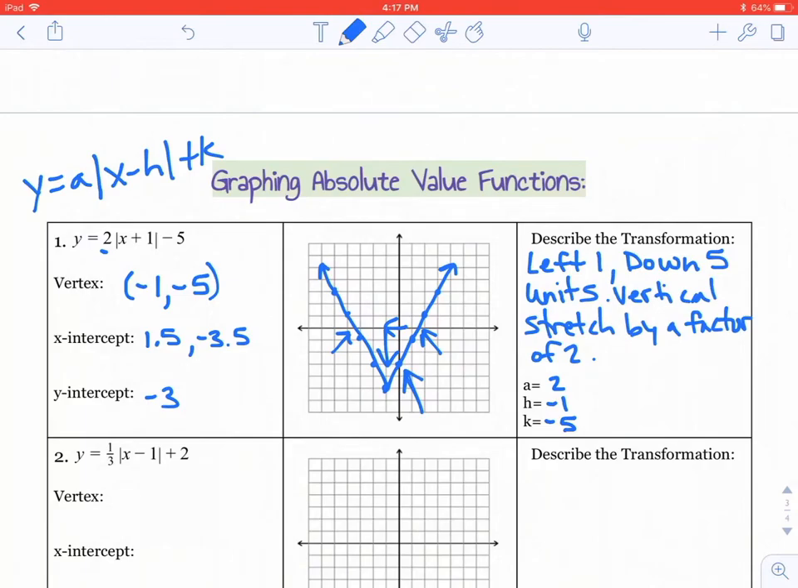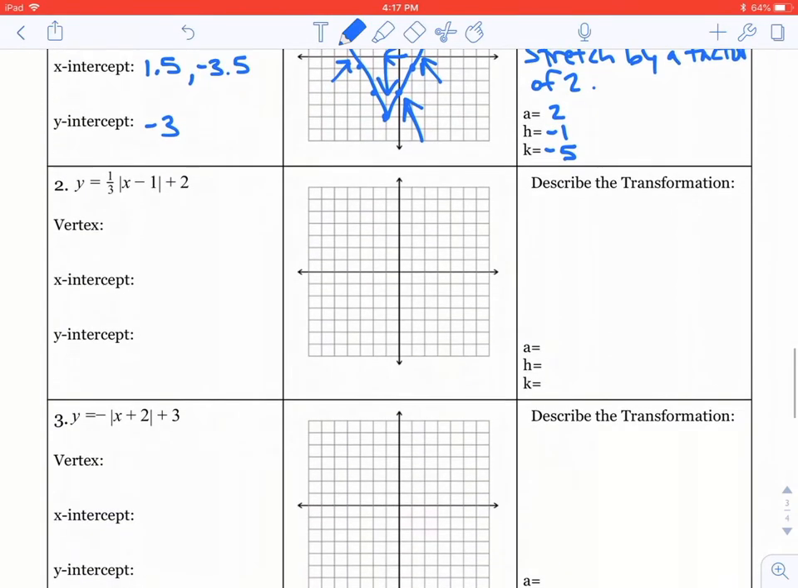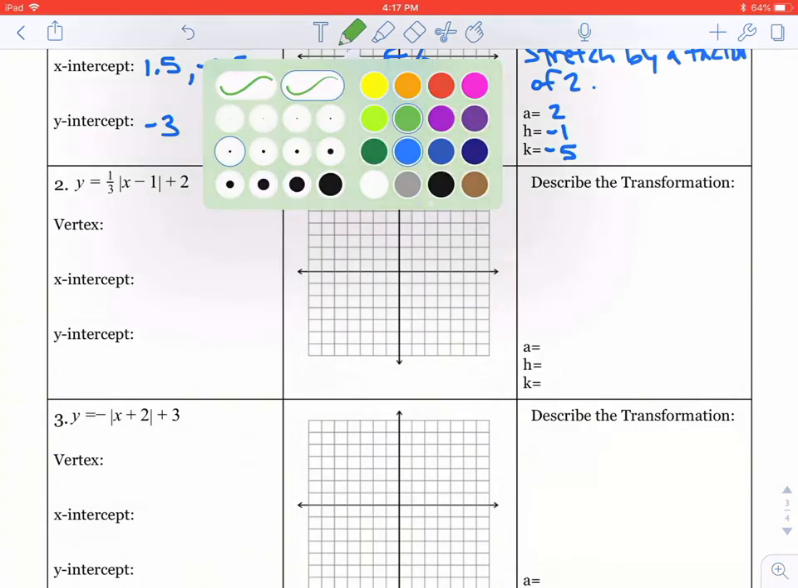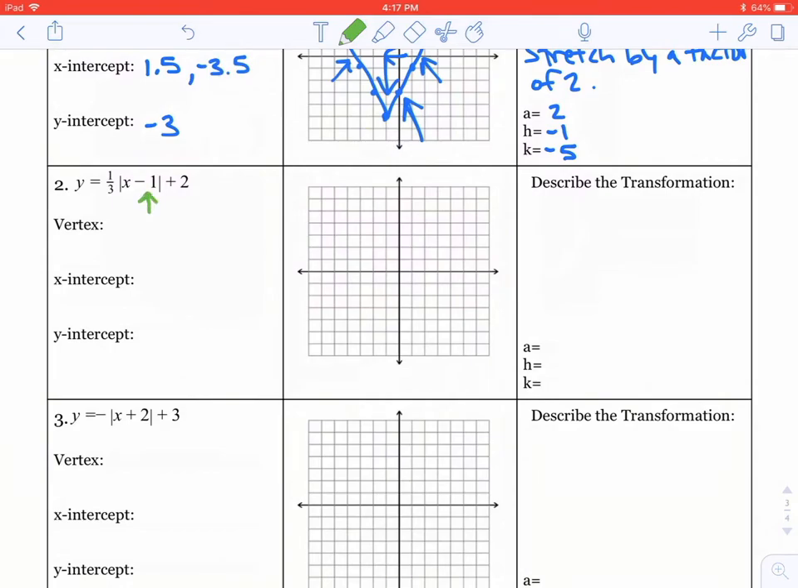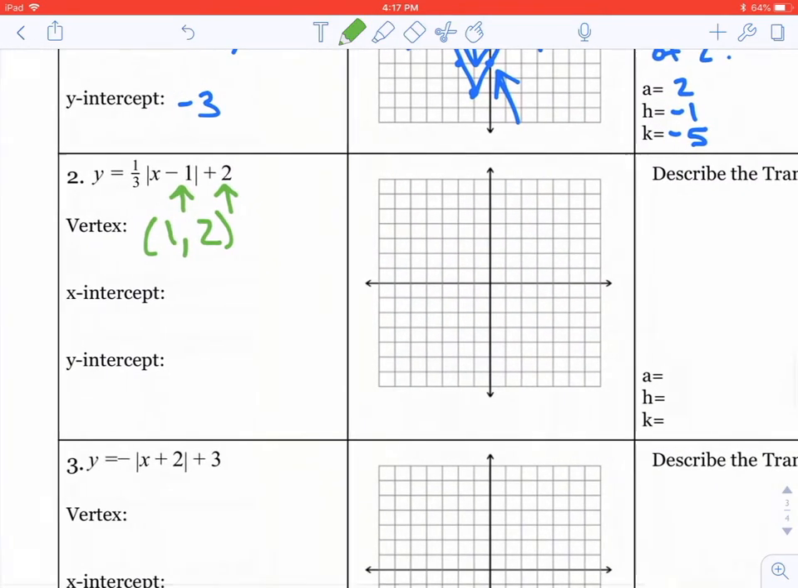Okay, so let's look at example 2. We have y equals 1/3 the absolute value of x minus 1 plus 2. So when we pick out the vertex, we want to change the sign of the 1 in the absolute value symbol, our h. So make that +1, and then the 2 is just going to be the same. So let's go ahead and graph our vertex. So 1, 2 is right there.